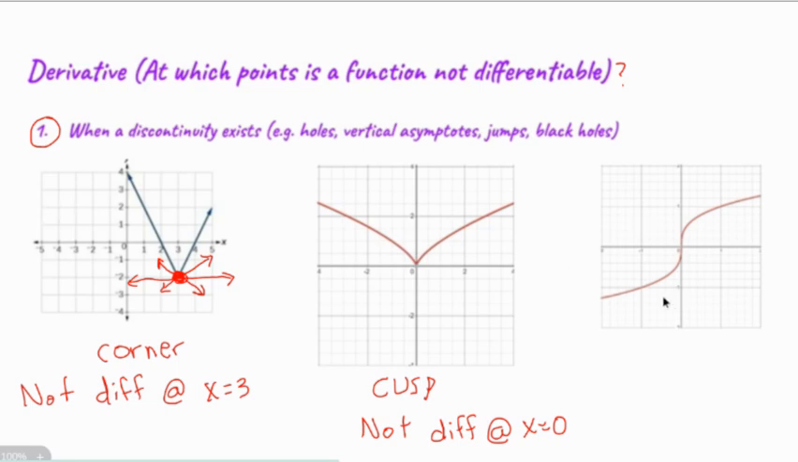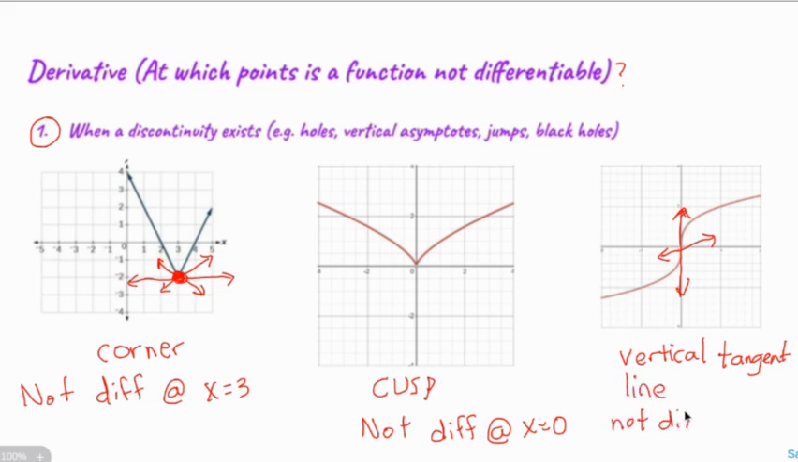And then finally, we have this one over here. This will have a vertical tangent line, although realistically, we could look at this in the same light. We have many tangent lines that could theoretically go through that point. So this is just a vertical tangent line. So this is also not differentiable at x equals 0. Okay, so let's look at some examples.